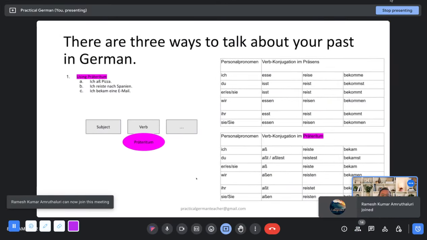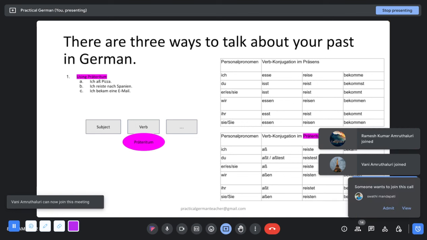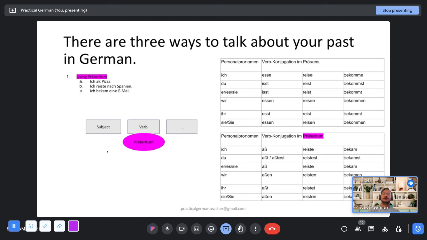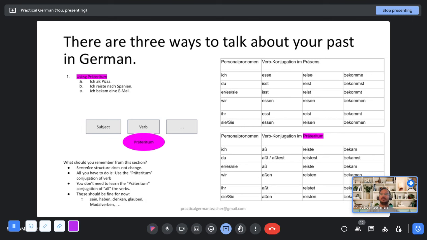Let's continue. So the grammar is obvious, right? Normally you have subject, verb, object, and here it's the same thing. It's just that the verb is in Präteritum form. There is no difference. And if you have to frame a W-word question, it will be the same: W word, verb, subject. There is no big deal about it. What you should remember from this section: sentence structure does not change. All you have to do is use the Präteritum conjugation of the verb.